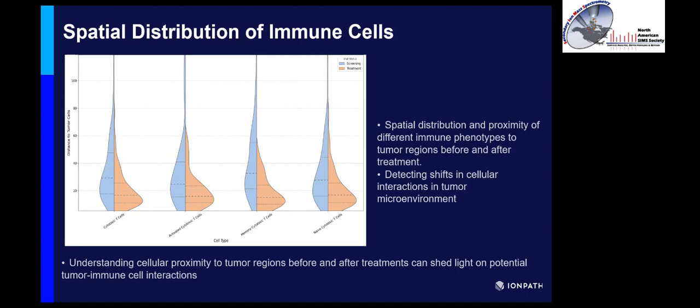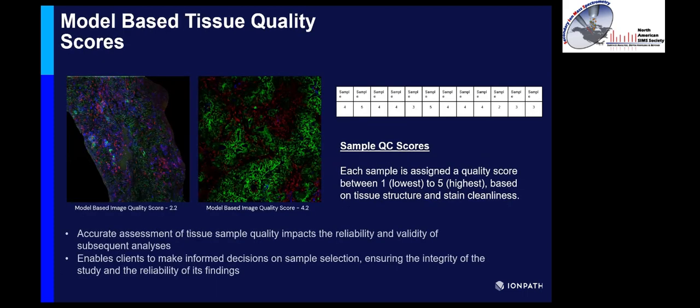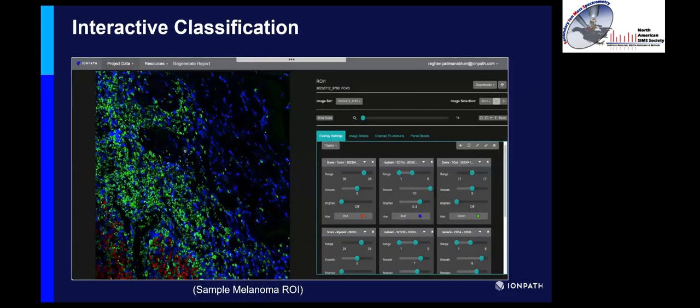between screening and treatment. One other thing we do offer is a model-based tissue quality score. So we use many of the same models that we use for segmentation and phenotyping to also help us assess the tissue quality and the sample quality itself. This allows us to feel confident in reporting those results when we do go through all of the work to segment and phenotype and then produce all of these quantitative data sets.